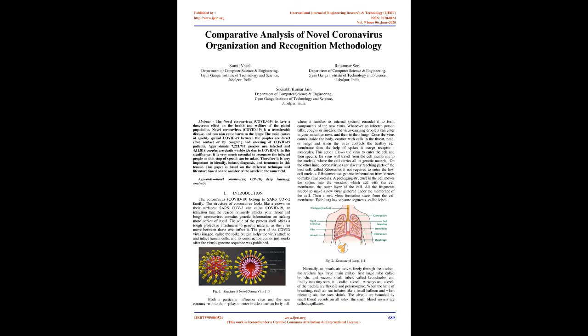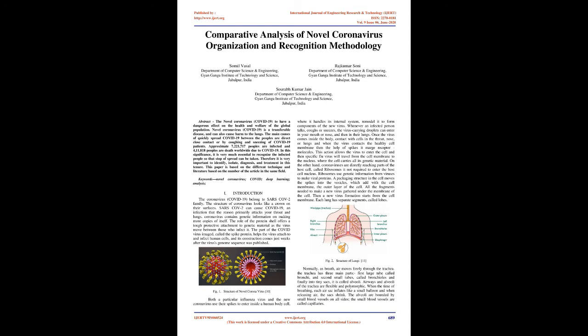The main causes of quickly spread of COVID-19 between people are direct close contact or the coughing and sneezing of COVID-19 patients. Approximately 7,221,717 people are infected and 411,818 people are dead worldwide due to COVID-19.